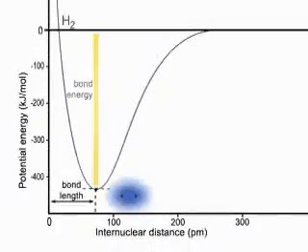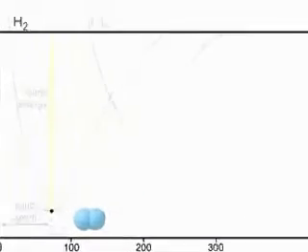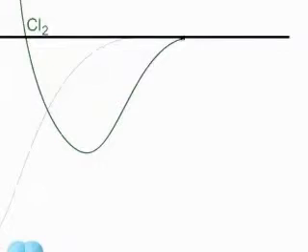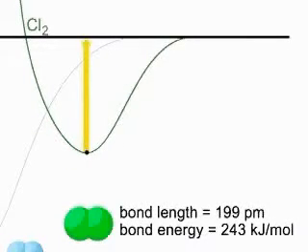Now let's compare H2 with Cl2 and other halogen molecules. The much larger chlorine atoms reach the energy minimum and form a Cl2 molecule at a greater internuclear distance. Because the Cl nuclei are farther apart, it takes less energy to separate the atoms, thus a greater bond length and a smaller bond energy.